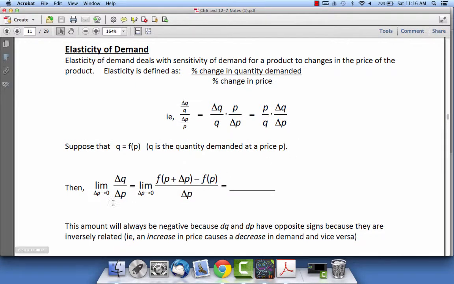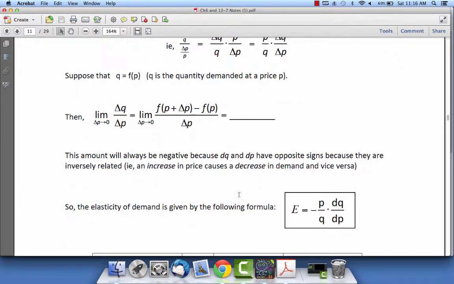So then, as the change in price is small, so we're looking at sort of a point, if I increase the price from this point, then that's actually the derivative. The limit as the change in P goes to 0 of change in Q over change in P. So this bit right here becomes dQ/dP. So what goes in this blank is dQ/dP.